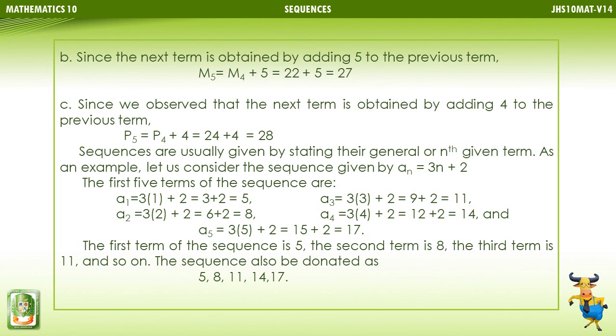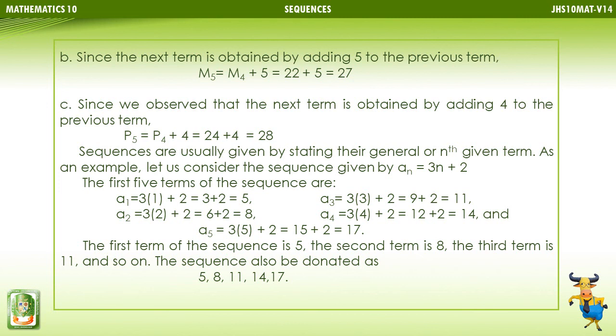As an example, let us consider the sequence given by a sub n equals 3n plus 2. The first 5 terms of the sequence are: a sub 1 equals 3 times 1 plus 2 equals 3 plus 2 equals 5. a sub 2 equals 3 times 2 plus 2 equals 6 plus 2 equals 8. a sub 3 equals 3 times 3 plus 2 equals 9 plus 2 equals 11. a sub 4 equals 3 times 4 plus 2 equals 12 plus 2 equals 14. And a sub 5 equals 3 times 5 plus 2 equals 15 plus 2 equals 17.